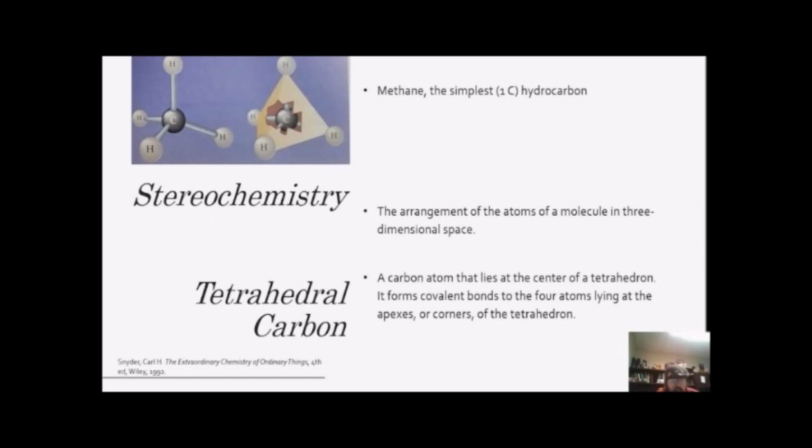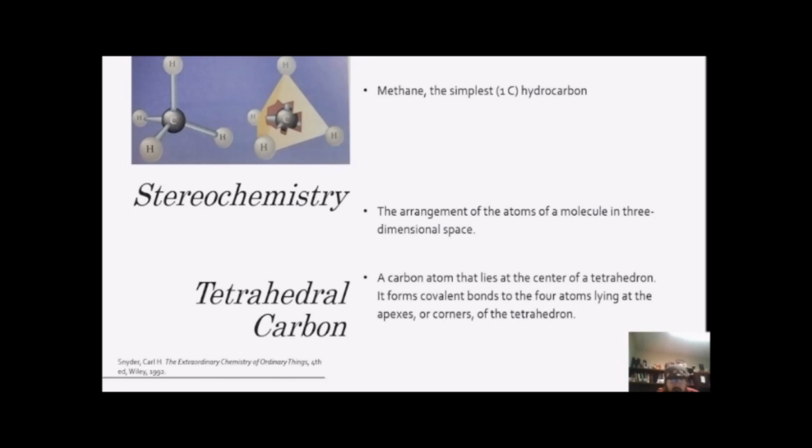Throughout this chapter, we will have to discuss stereochemistry, which is the arrangement of the atoms of a molecule in 3-dimensional space, because a lot of how organic molecules fit together will be how the stereochemistry is arranged. In this case, it's going to be a tetrahedral molecule, which is modeled after a tetrahedron, made of 4 equilateral triangles all attached at the apexes or corners. So it's essentially an equilateral pyramid where the base is also an equilateral triangle.